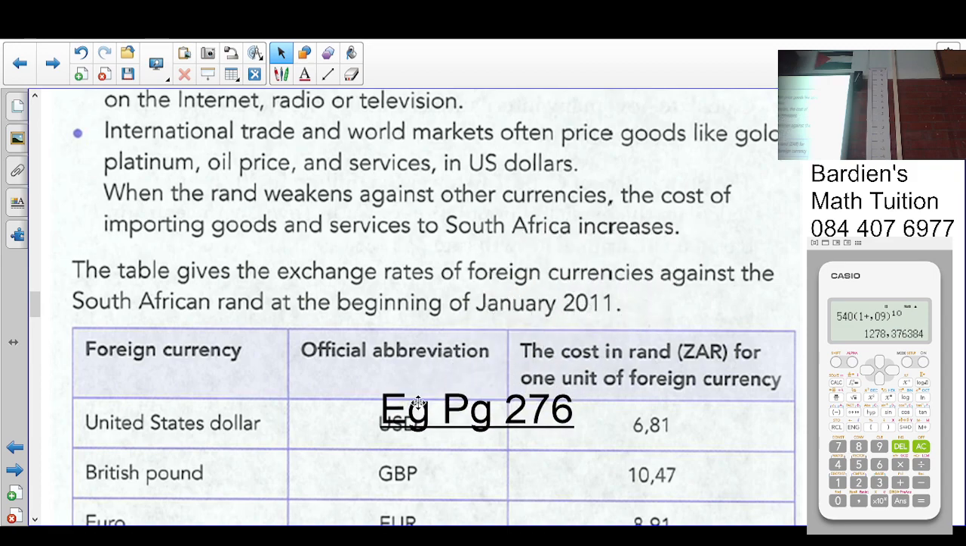Hopefully. When the rand weakens against the other currencies, the cost of importing goods and services to South Africa increases. Makes sense. That is why many times the oil goes up. If the oil goes up, then the petrol prices will go up, and then you see the long lines at the garages. And as the rand strengthens, which is very seldom, petrol prices come down a bit. But as it's been the trend for many years, everything is just going up and up and up.